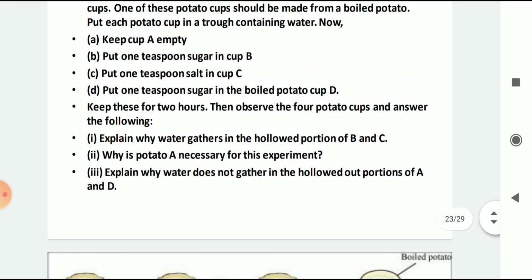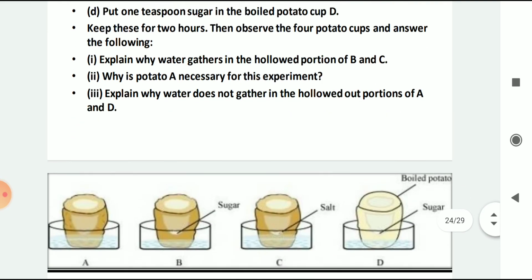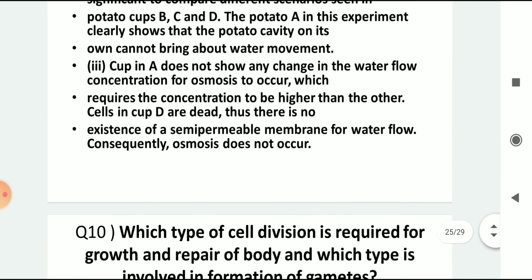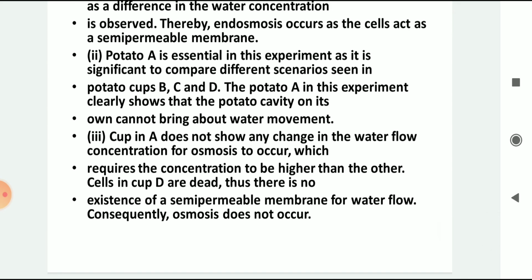The third question is: explain why water does not gather in the hollowed out portion of A and D. क्वेश्चन ये है कि जो A और D के hollowed portions हैं, यहाँ पे वाटर क्यों नहीं गैदर हुआ. So the answer is: cup A does not show any change because it required a higher concentration on that side. तो वहाँ पे ना तो सॉल्ट ऐड किया गया था, ना शुगर, और कोई सॉल्यूट कुछ भी वहाँ पे ऐड नहीं किया गया था. That's why water did not gather there at all.